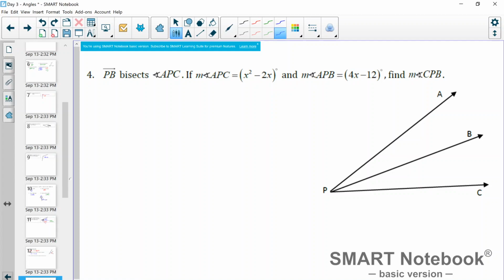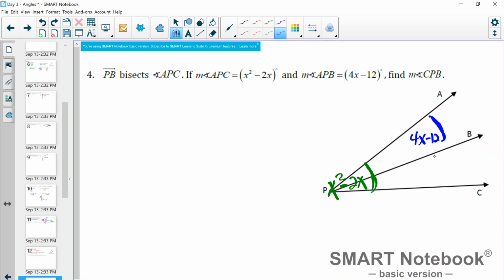Number 4 says we have PB bisecting angle APC. We are told APC is worth x squared minus 2x and APB is 4x minus 12. We need to find angle CPB. So anytime we have a diagram like this, we should mark it up and label what we know. So we know angle APC is x squared minus 2x. We are told angle APB is 4x minus 12.